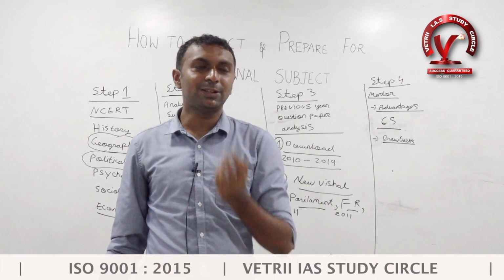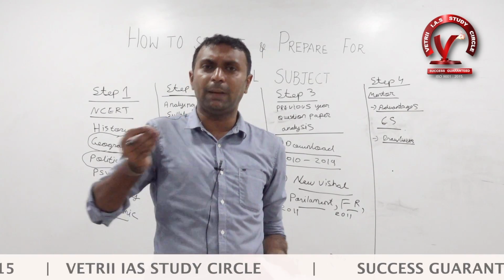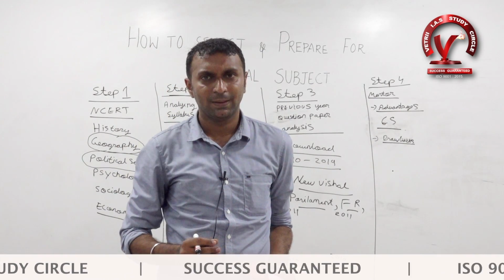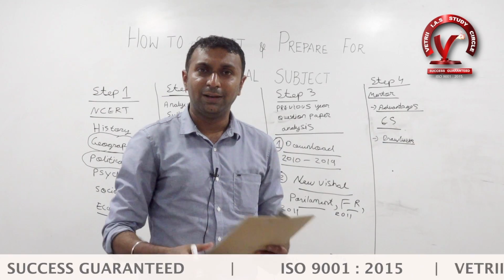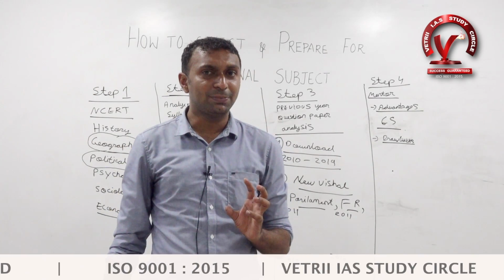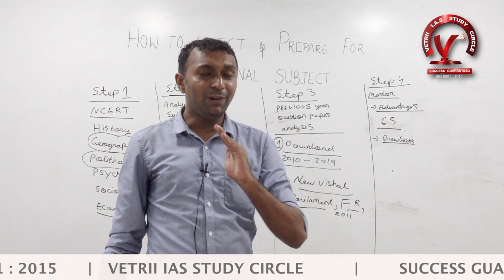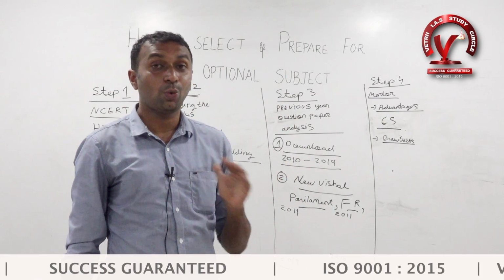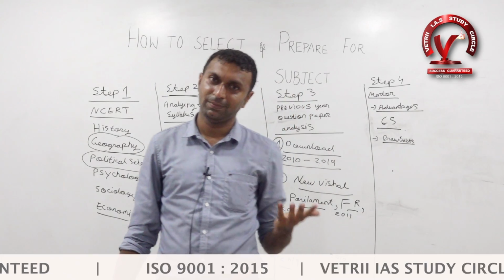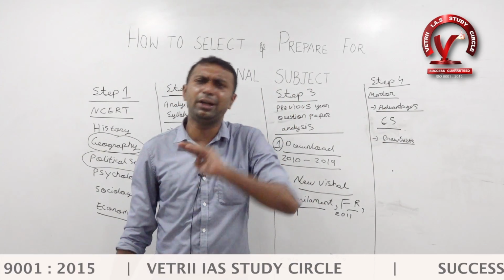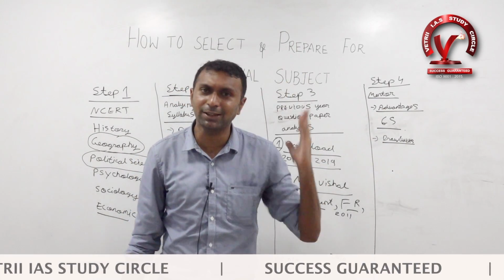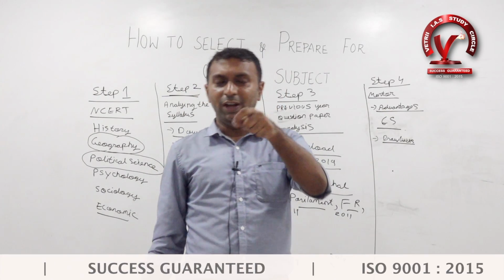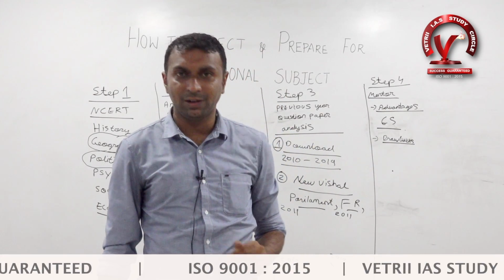There are a few optional subjects which you can just complete in 3 or 4 months. You can complete, but the real problem with those optional subjects is the level of questions asked in UPSC is very, very difficult. There are optional subjects which you can read in 3-4 months. You can become a master, but the way the questions are asked is very, very difficult.